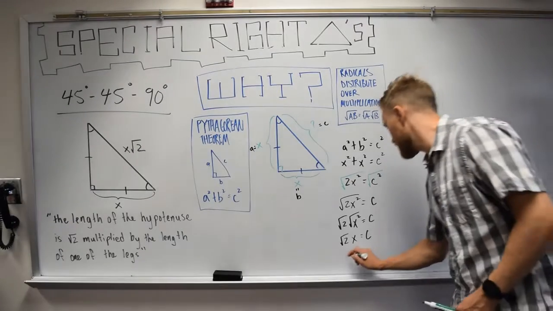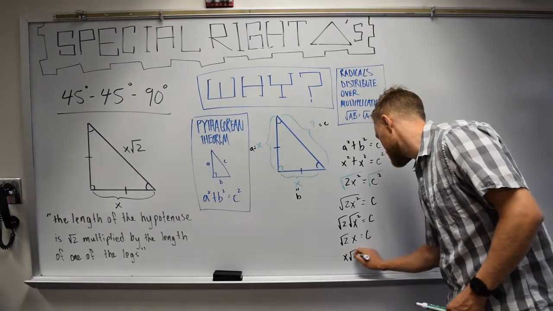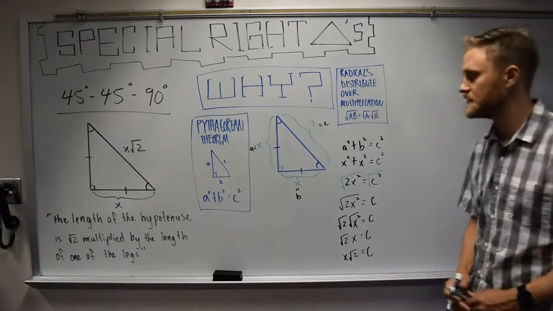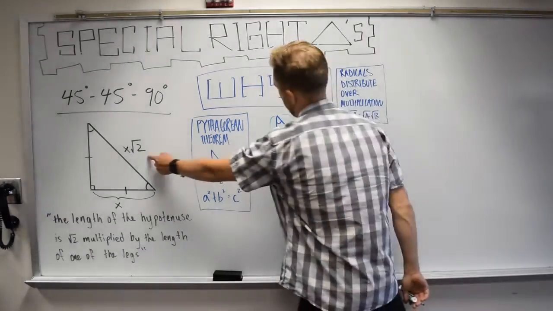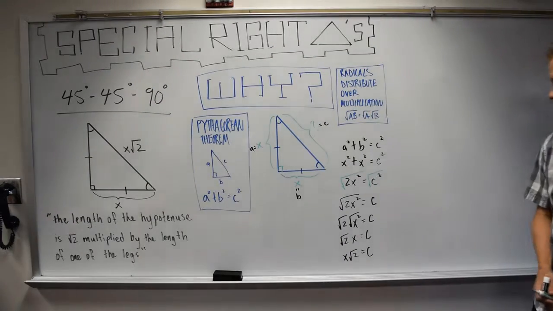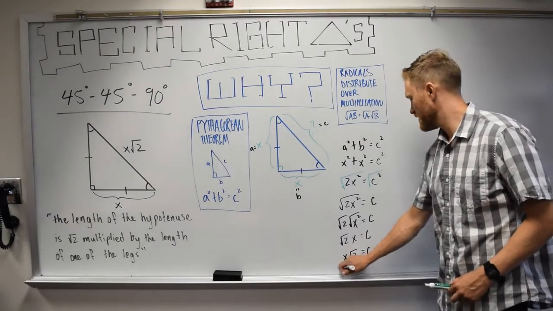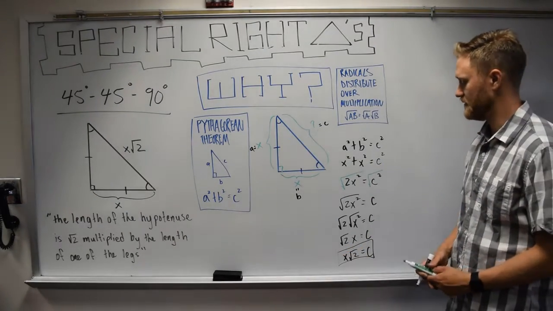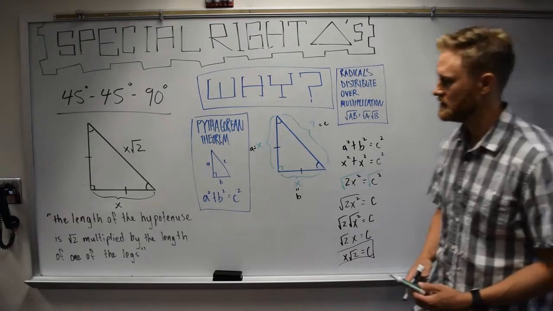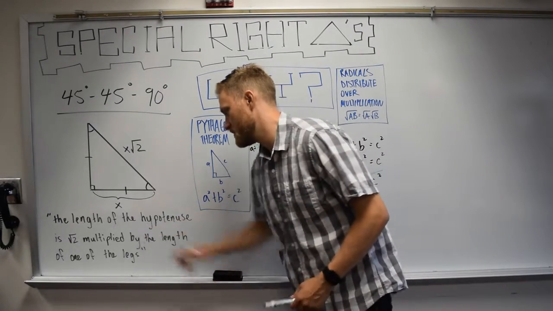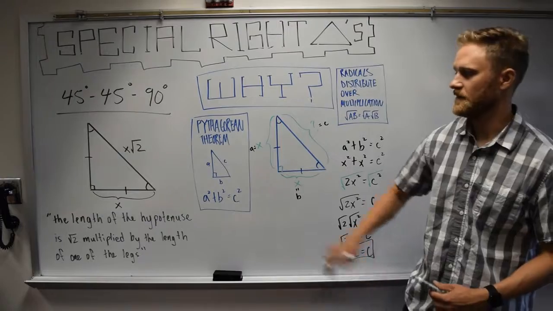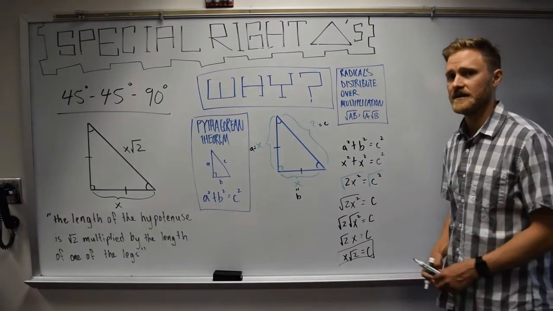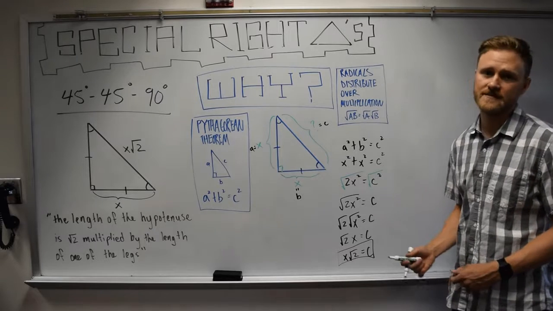If I just change the order of that, I get x square root 2, which is the same relationship that we were given in the beginning. So you can remember that process of how to come up with it if you forget, or you can just remember the summary of that, which I think is a whole lot easier than this whole process, but I think it's important to know where it comes from.